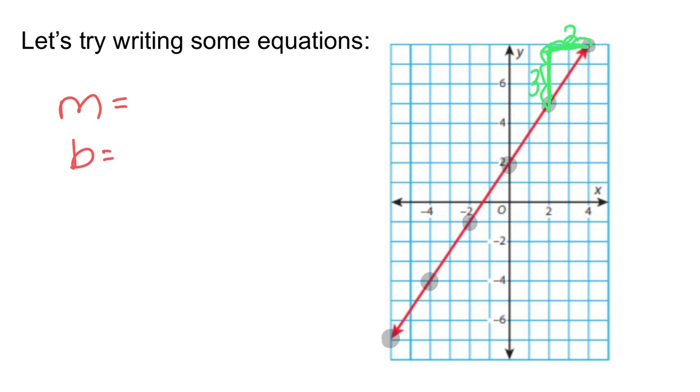So when I think about that in terms of the slope of this line, I do the rise divided by the run, 3 divided by 2, and I get a slope of 3 over 2. Or you could simplify that to 1.5.